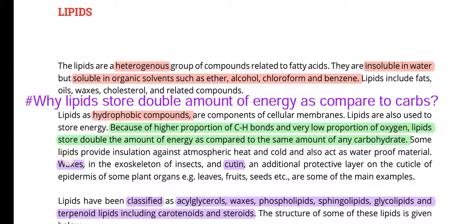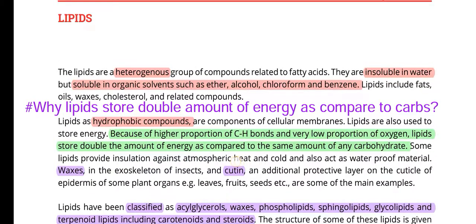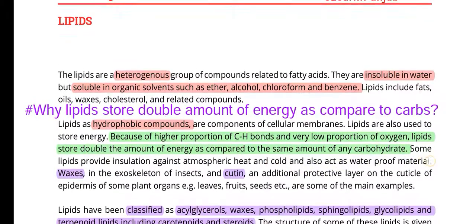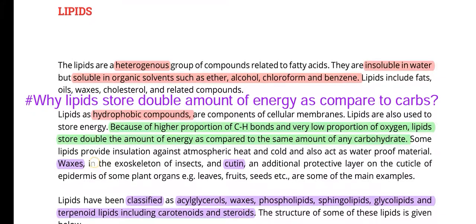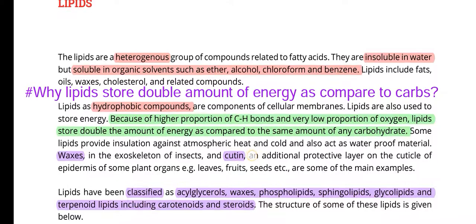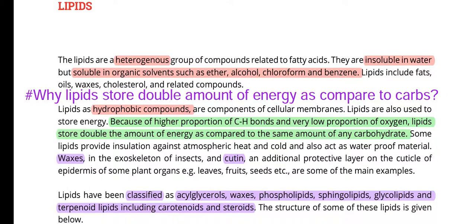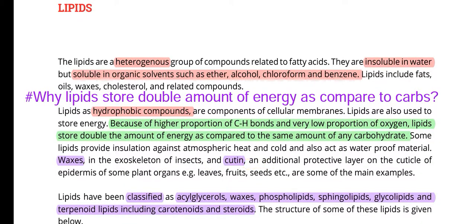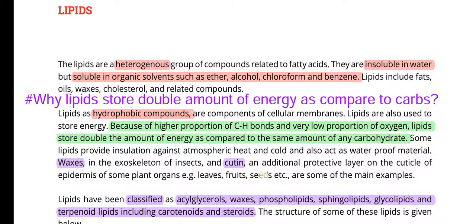Some lipids provide insulation against atmospheric heat and cold, and also act as a waterproof material. Examples are waxes in the exoskeleton of insects, and cutin, the protective layer present on fruit and on the cuticle of the epidermis of some plants, on organs like leaves, fruits and seeds.